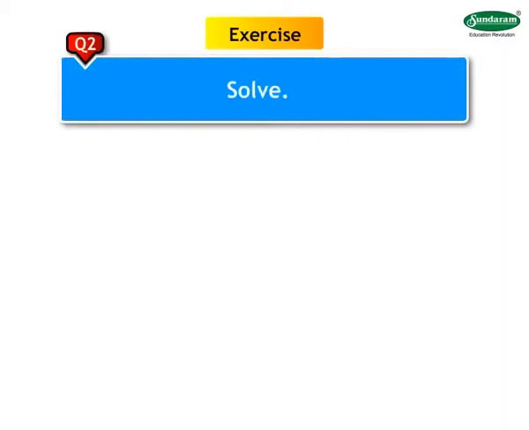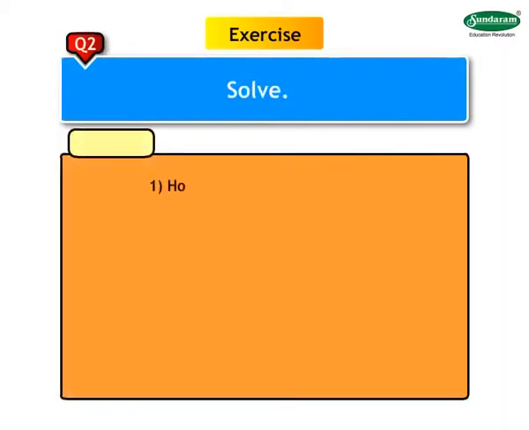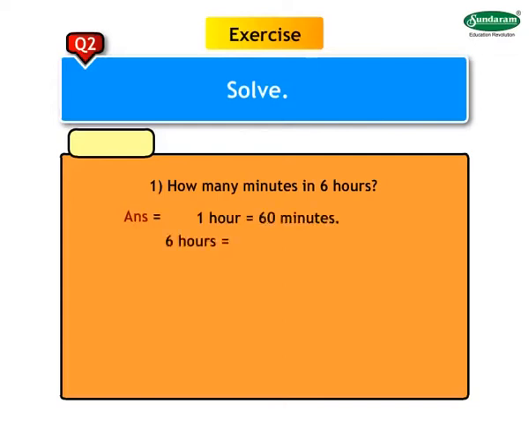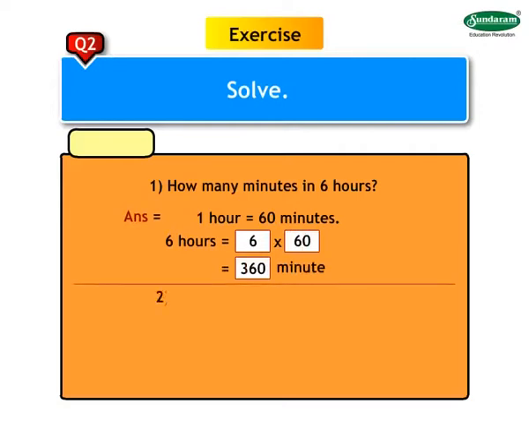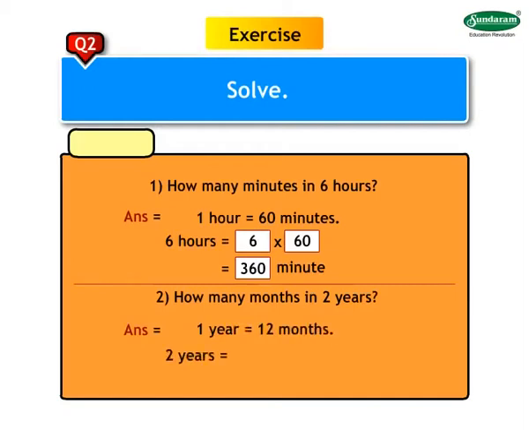Question 2. Solve. 1. How many minutes are there in 6 hours? Answer. 1 hour is equal to 60 minutes. Therefore, 6 hours is equal to 6 multiplied by 60, which is equal to 360 minutes. 2. How many months are there in 2 years? Answer. 1 year is equal to 12 months. 2 years is equal to 2 multiplied by 12, which is equal to 24 months.